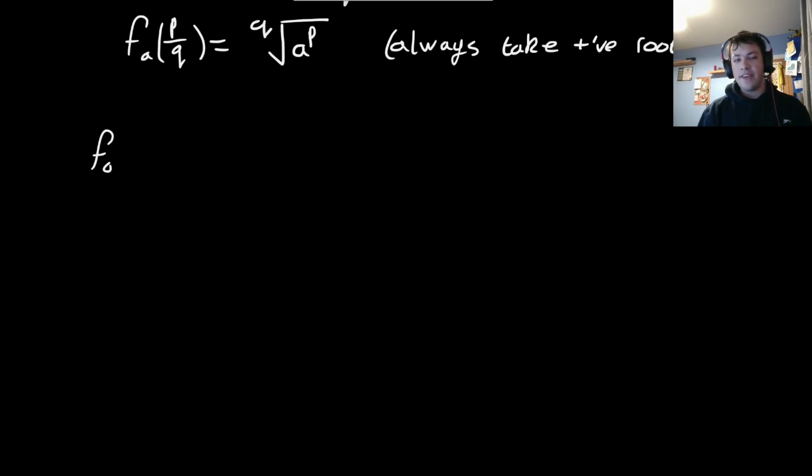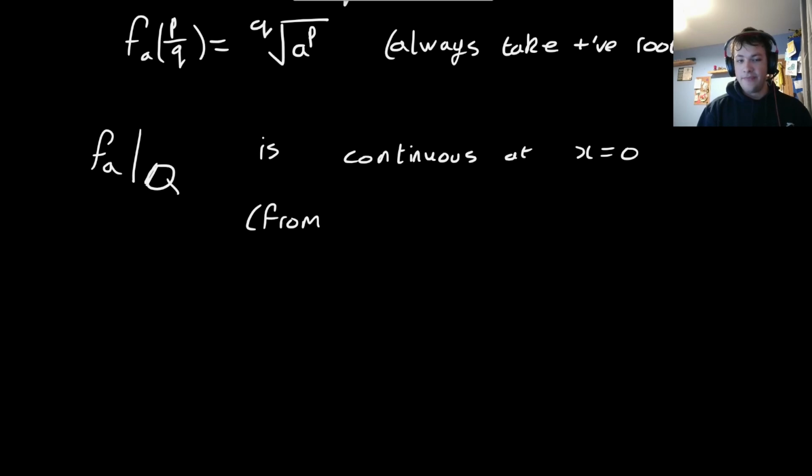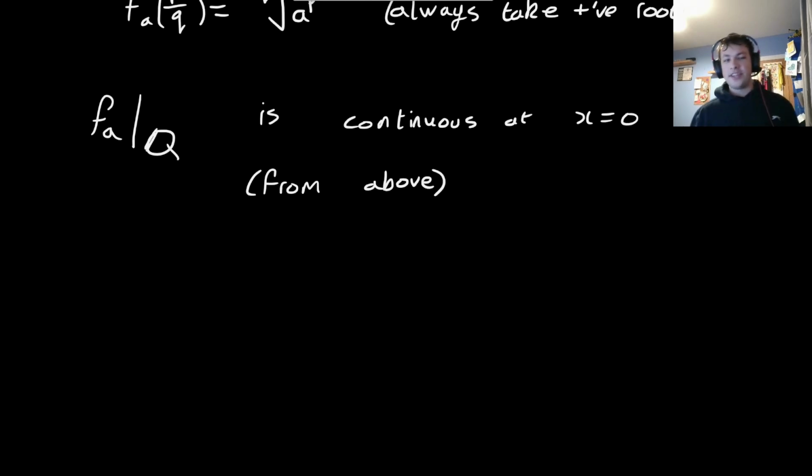So this function f_a, when we restrict it to Q as we defined it, right? So far our f_a is only really defined on Q, is continuous at x equals 0 from above. It's a very loose property: we're not saying it's continuous everywhere, we're not even saying it's continuous at 0, we're just saying that, and also for a greater than 1. We're going to generalize to anything greater than 0 later, but for now a is greater than 1.